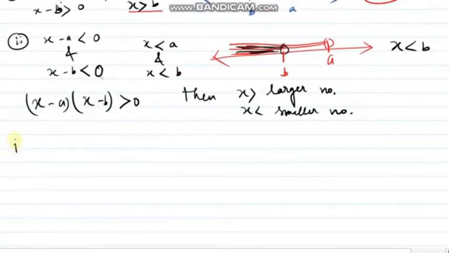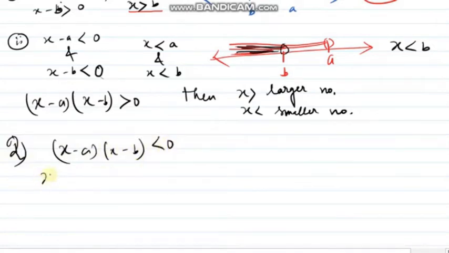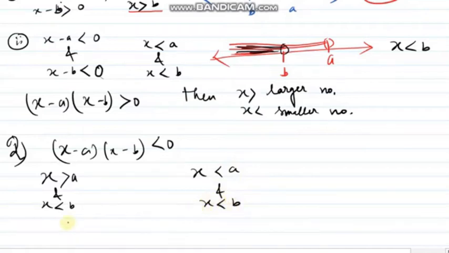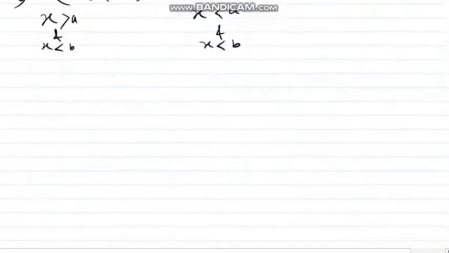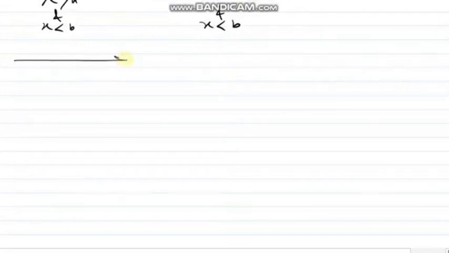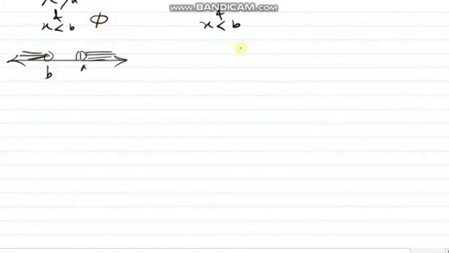What will happen in the second case, (x minus a) into (x minus b) less than 0? The first case will be x greater than a and x less than b, and the second case will be x less than a and x greater than b, right? So if I draw the graph again, for the first case I am saying that x is greater than a and x is less than b. Do they have any common point? No. So this one will be null, no solution.